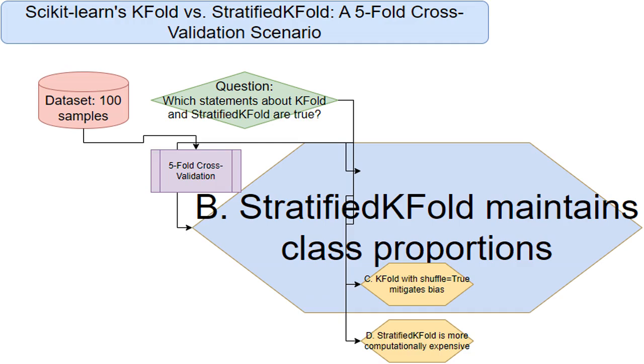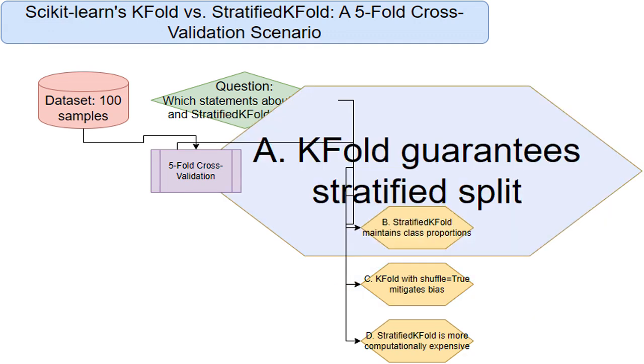Stratified ensures that each fold has roughly the same proportions of each class. That's important for datasets with imbalanced classes. This statement is true. Setting shuffle equals true in KFOLD randomizes the data before splitting into folds. This helps to prevent bias from any inherent order in my data.